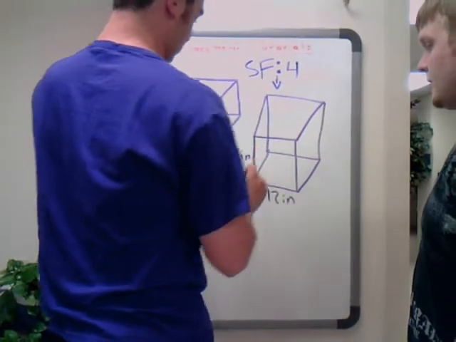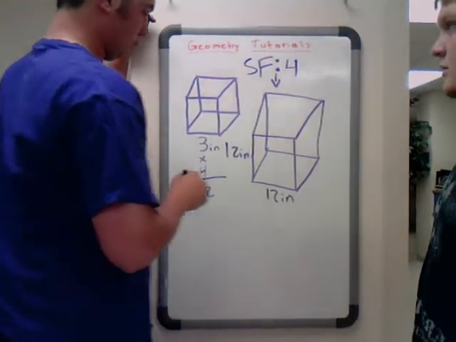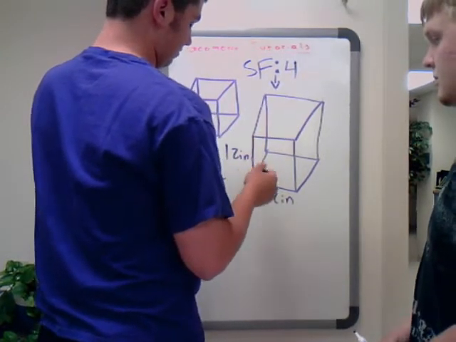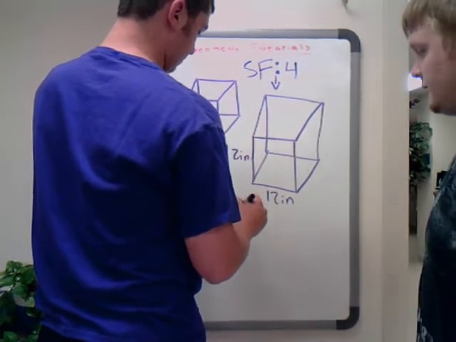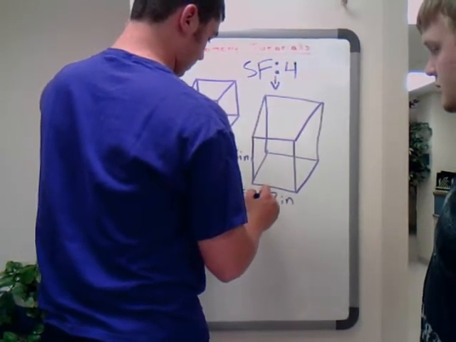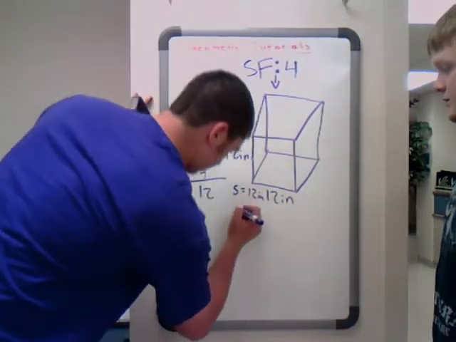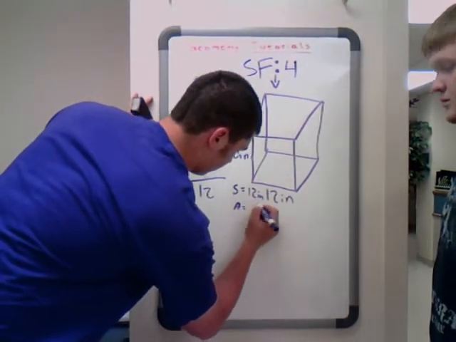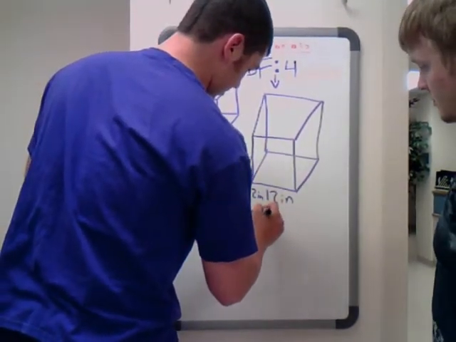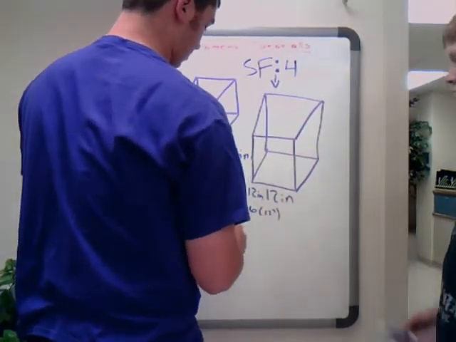Correct. Now, how do you find the area of a square? Area of a square is S squared. Okay. What is S in this problem? 12. Okay. Right. So, find the area. So since there's 6 sides, it'd be 6 times 12 squared. Correct.